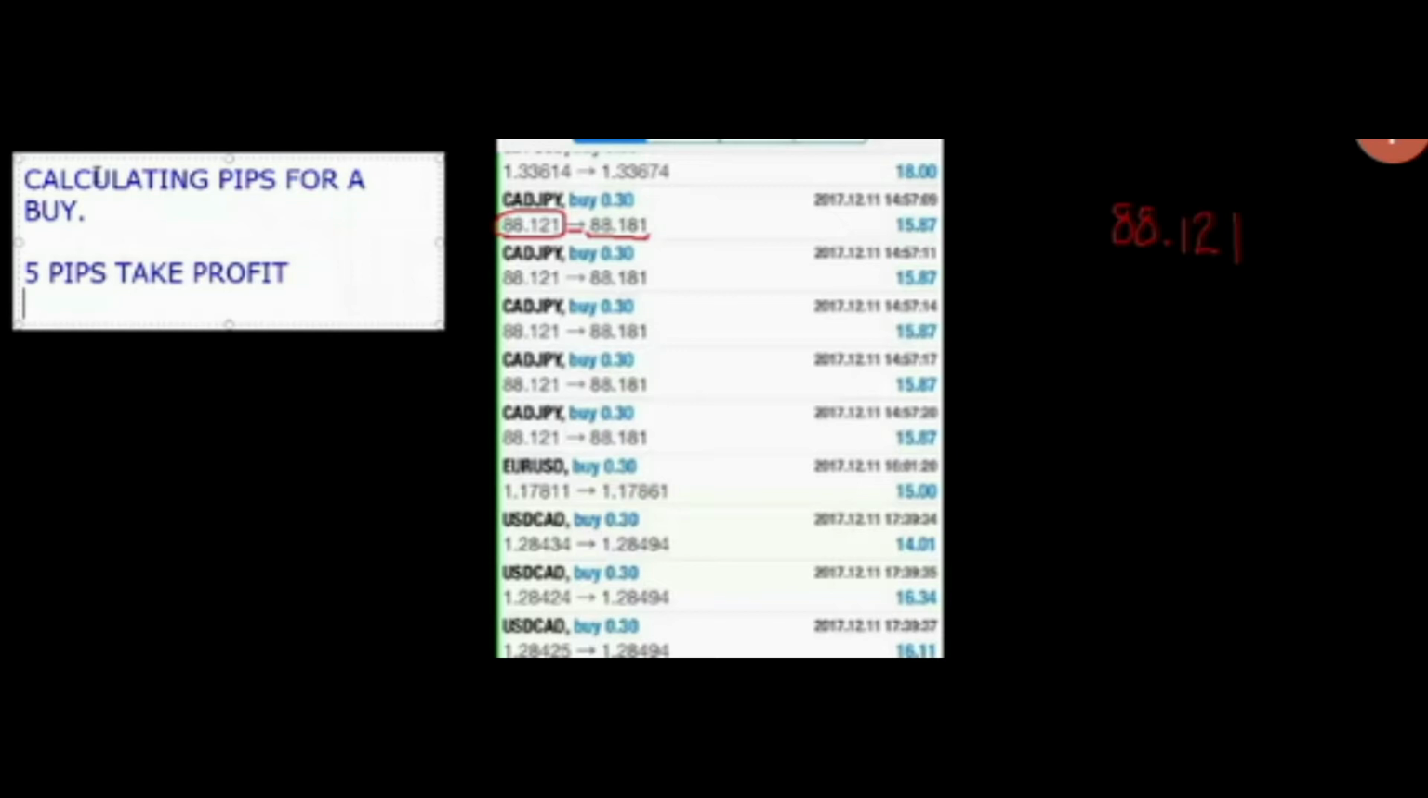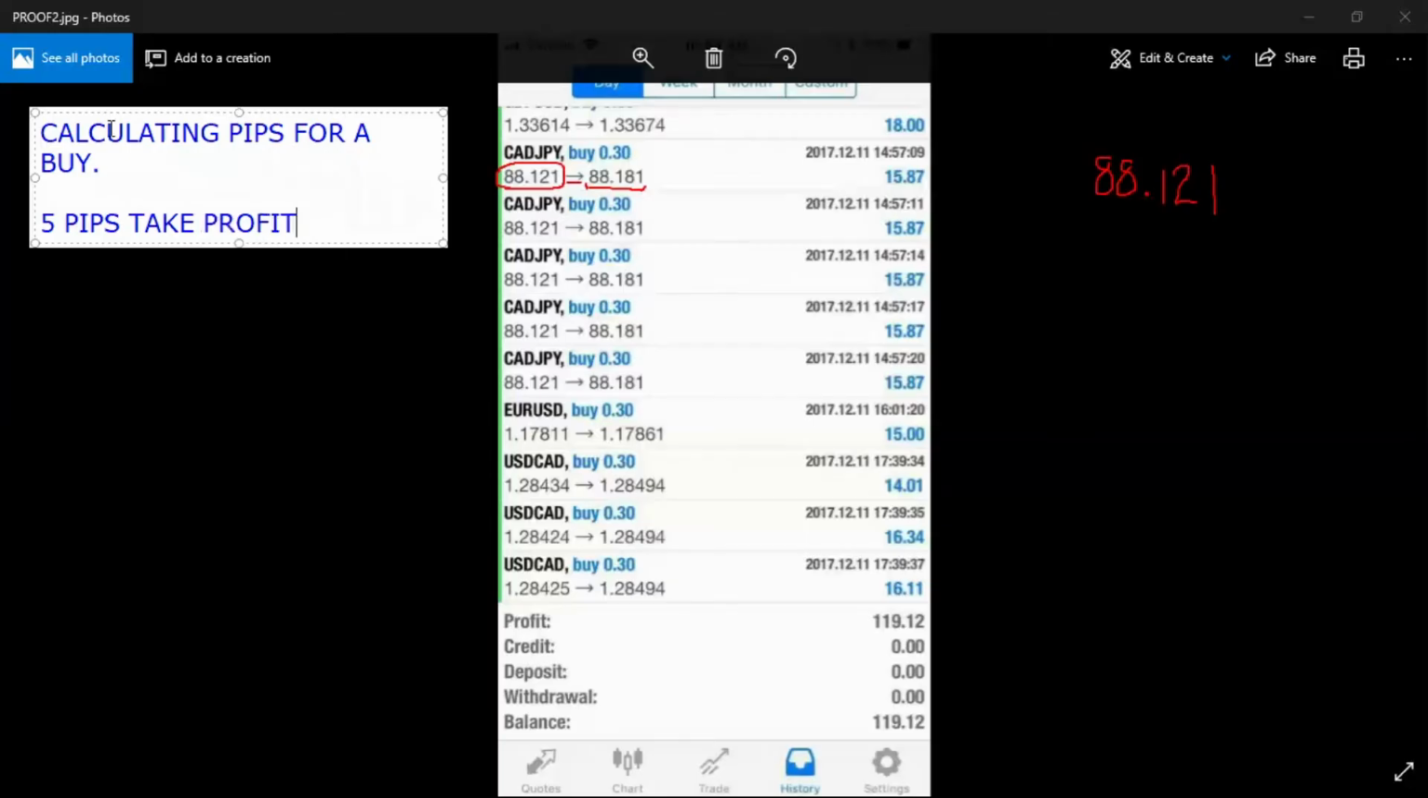A 5 pip take profit and a 25 pip stop loss is not a good risk to reward ratio. However, that's what the rules were for the particular strategy that they were using. Risk to reward ratios will be explained in detail in a separate video. Right now, just focus on learning to calculate your pips because this is critical. A slip up can cost you some money. So, a 5 pip take profit and a 25 pip stop loss.